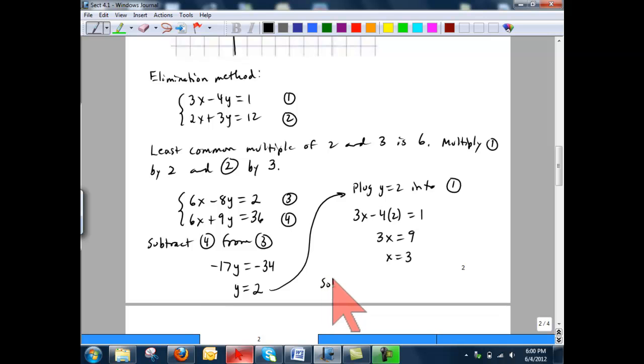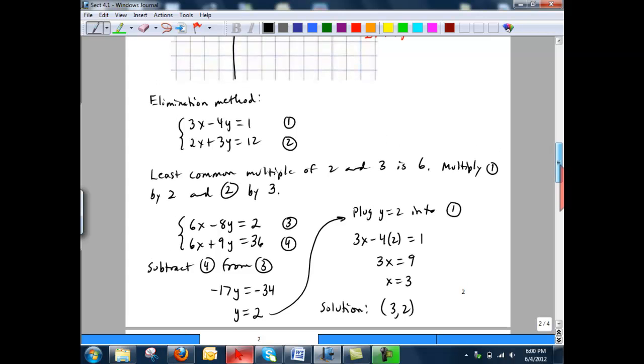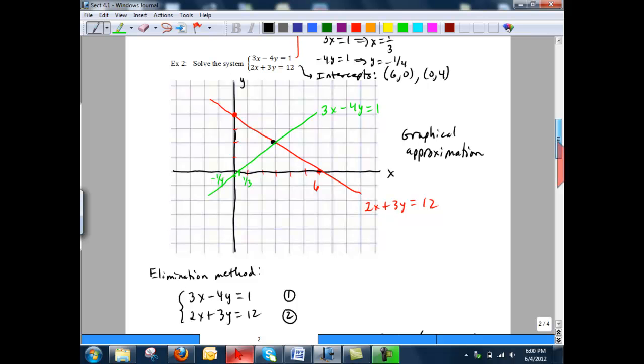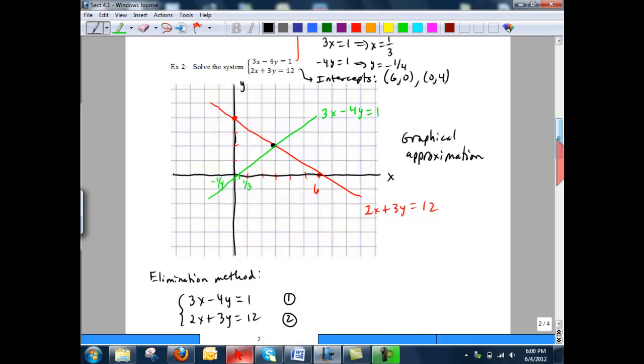And so the solution is x equals 3 and y equals 2. That's an exact answer. And it's the only solution. This problem has a unique, or just one, solution. So it looks like our graphical method in this case was pretty accurate. That might have been what we guessed.